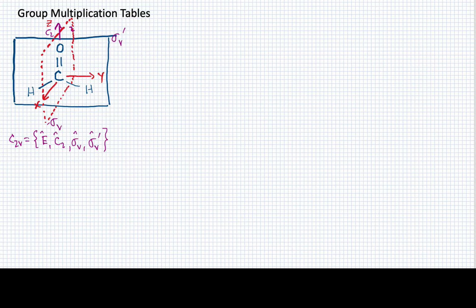A useful exercise in our analysis of the symmetry of molecules is to construct a group multiplication table once we've identified a point group for a molecule. What I want to use as an example to illustrate this is the point group for formaldehyde.